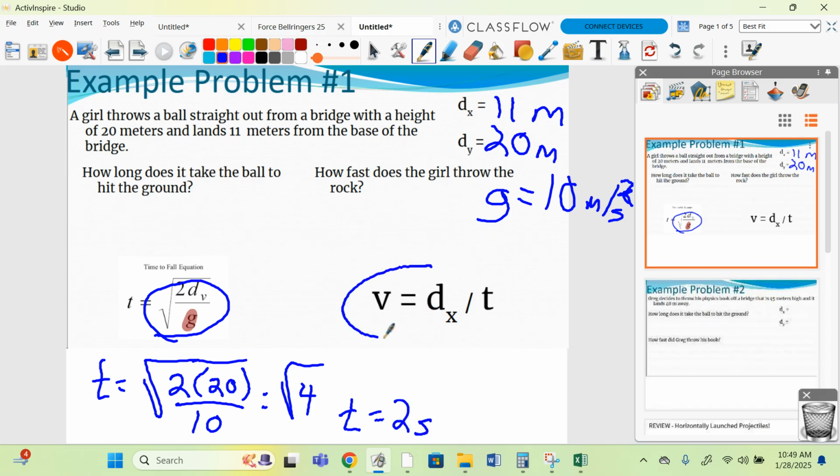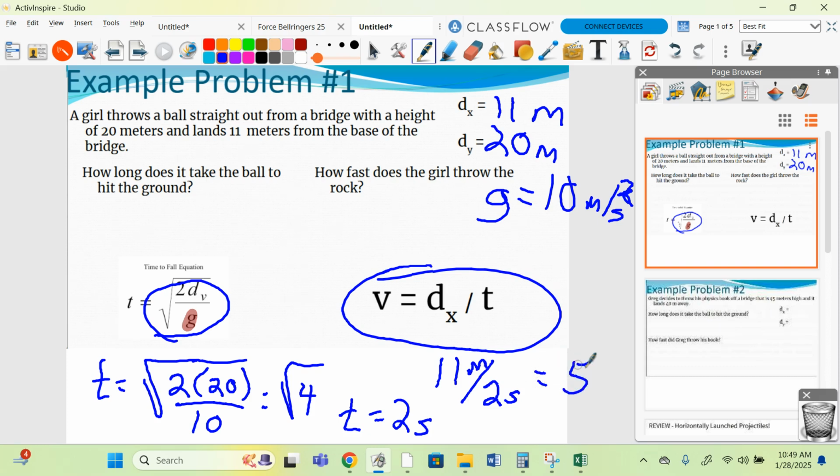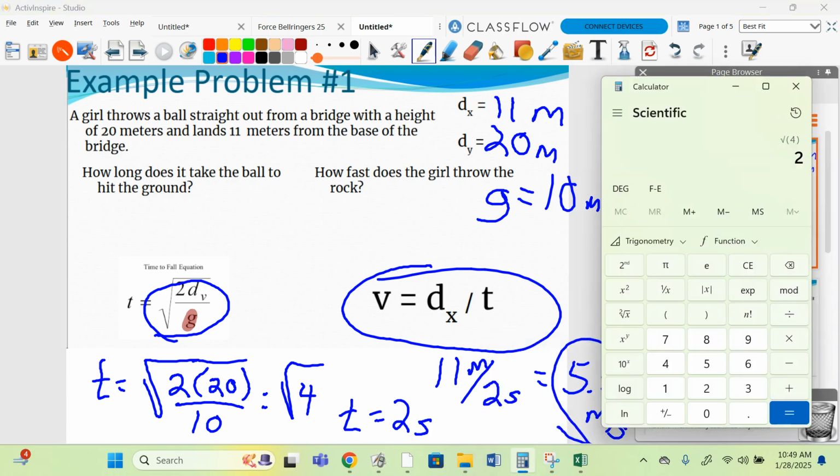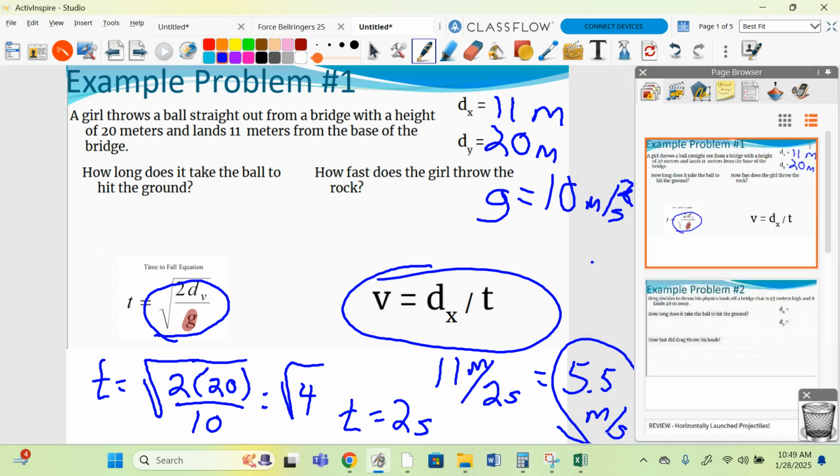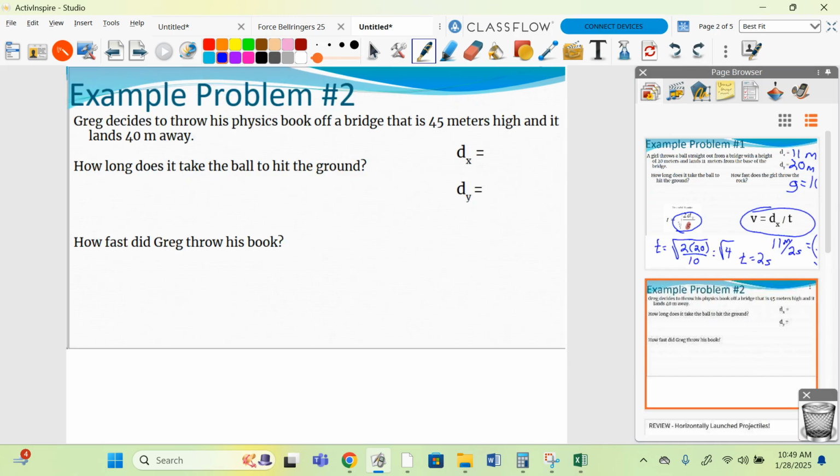Over here, to figure out how fast the girl needs to throw the rock in order to get it 11 meters away? Well, the distance, 11 meters, divided by my time, 2 seconds. And that's going to give me 5.5 meters per second as my answer. And that's how fast it would need to be moving. Take a look at example number 2.